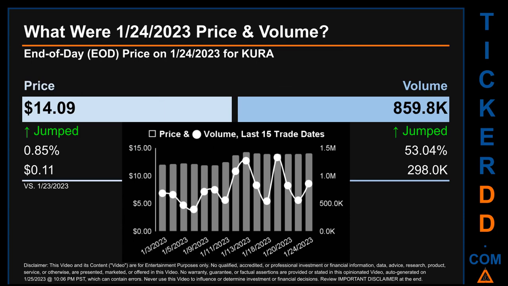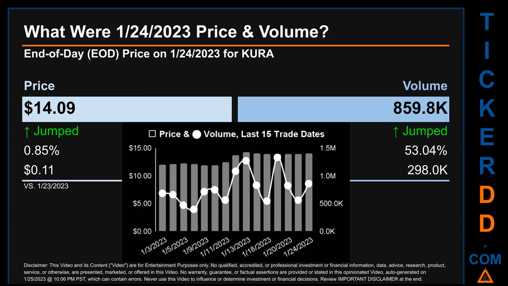What was end-of-day price and volume for KURA? On Tuesday, January 24, 2023, KURA had an end-of-day price of $14.09 and volume of about 859.8 thousand. Compared to the previous trading day, the price jumped 0.85%, gaining 11 cents, while volume jumped 53.04%, increasing about 298,000. The graph shows price and volume for the last 15 trade dates.